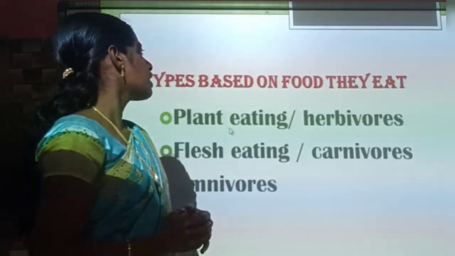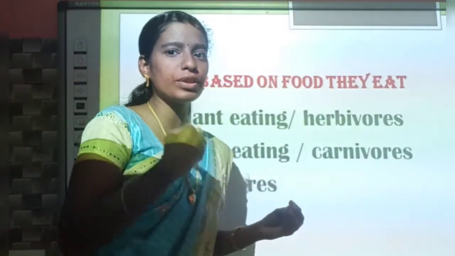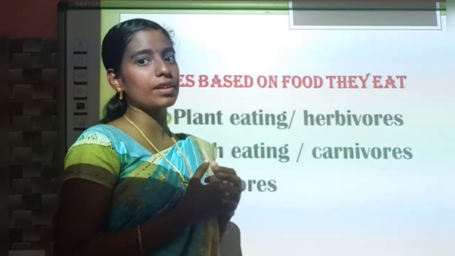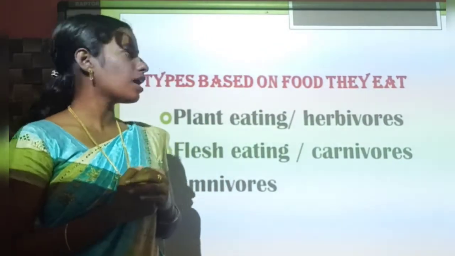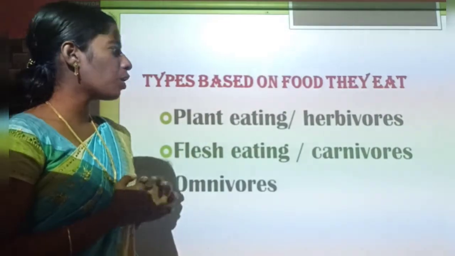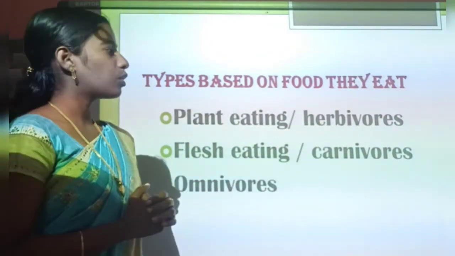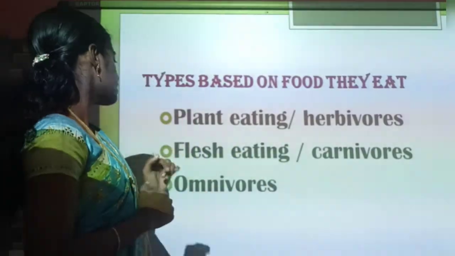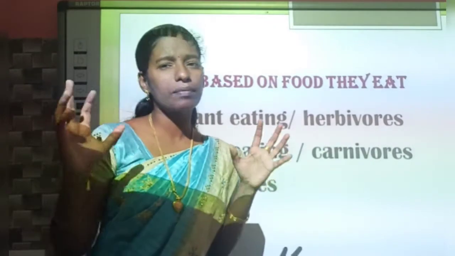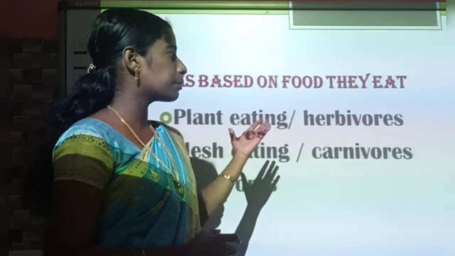Next one is depending upon the food they eat. Depending upon the food the animals are eating, we can classify these animals into 3 types. They are herbivores, carnivores and omnivores. What are they? Herbivores, carnivores and omnivores. These words are very new to you, right? So you can learn the spelling. What is herbivore spelling?